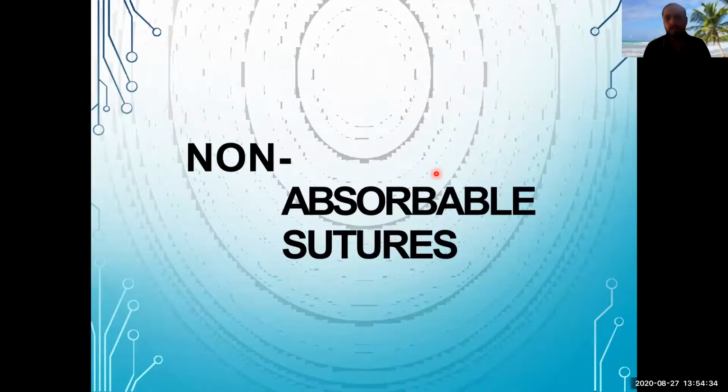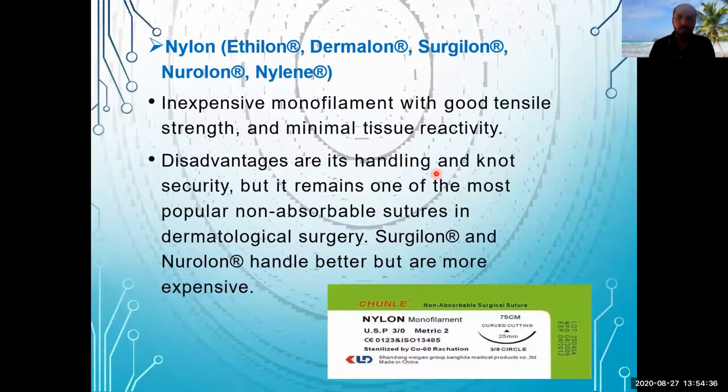Let us come to the non-absorbable sutures. Non-absorbable sutures include nylon. The most used suture for skin closure is nylon, sold by various companies as Ethilon, most widely used, and Dermalon. It is an inexpensive monofilament with good tensile strength. Its disadvantages are handling and knot security, but it remains one of the most popular sutures in dermatological surgery.